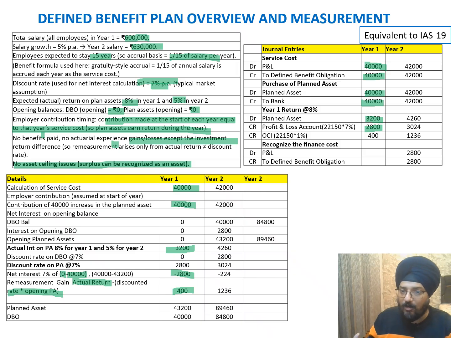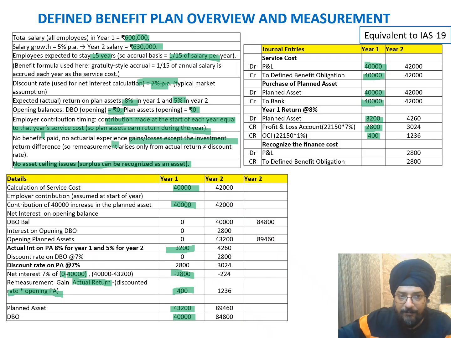So there was no DBO at the opening of the year, and the rest will go to my OCI, right? So my planned asset is what? My planned asset is 40,000, which was the starting of the year. It will be increased by 3,200. So my planned asset at the end of year one will become 43,200, and my defined benefit obligation was 0 at the start of the year, and at the end of the year has become 40,000. This is clear. Now we'll go to the next year.